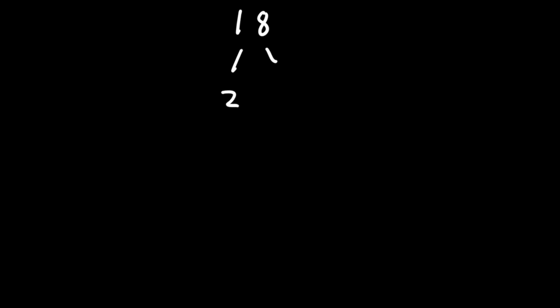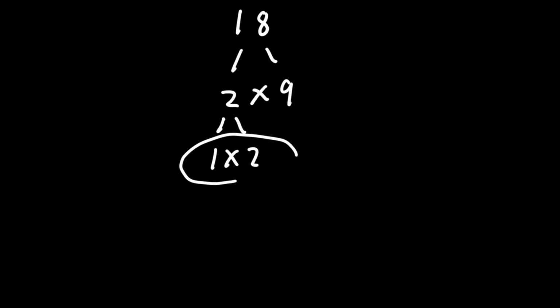So let's start with 2. 2 times what is 18? 2 times 9 is 18. Now, can 2 or 9 be broken up into more factor pairs? Are either 2 or 9 a prime number? Let's start with the left. Is 2 a prime number? It turns out that the only factor pair of 2 is 1 times 2. And recall that any number that only has 1 factor pair, with one factor being the number 1 and the other factor being itself, is a prime number. So that means 2 is a prime number.